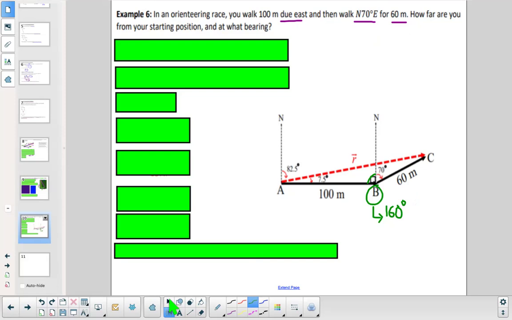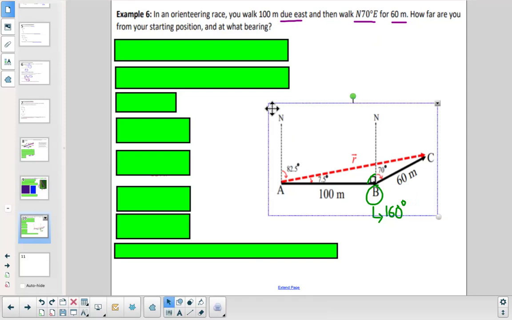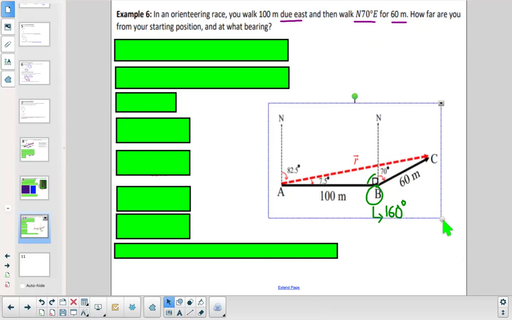I just kind of also want to make this a bit bigger so you can see that better. Okay.